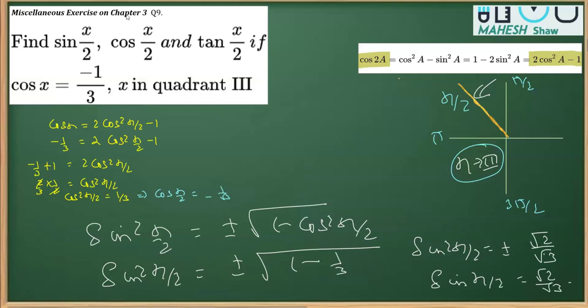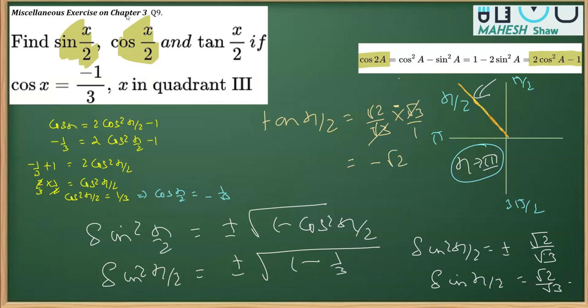So we have got sin x by 2. We also got cos x by 2. And then we have to get tan x by 2. Tan is sin x by 2 over cos x by 2. Sine is root 2 by root 3, positive, divided by cos x by 2. Dividing is multiplying with the reciprocal, that is minus root 3 by 1. Things get cancelled, so we get minus root 2 as the value of tan x by 2.